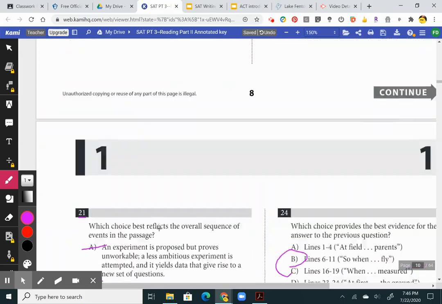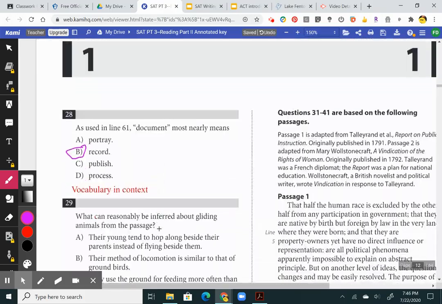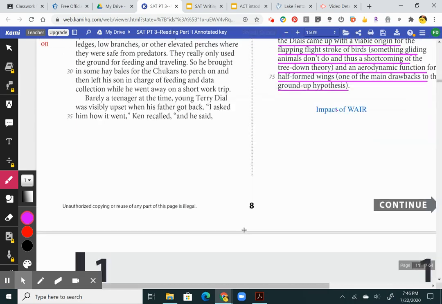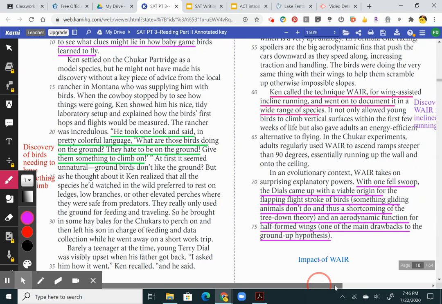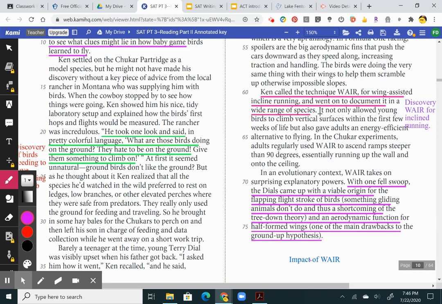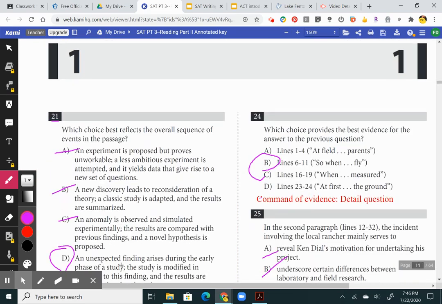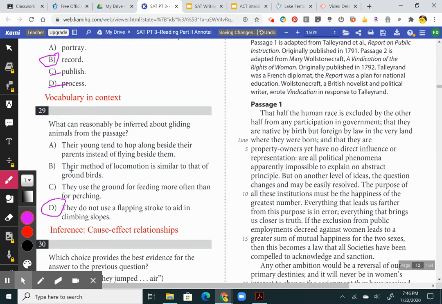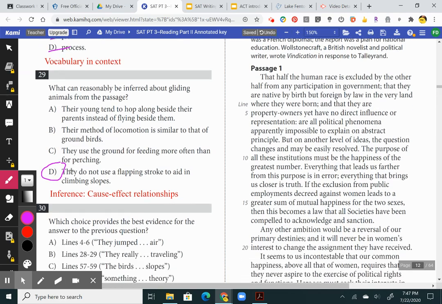Document most nearly means... In line 61, if we're using wing-assisted incline running, documented in a wide range of species. So we're seeing the term document here means: portray, no. Record, yes. Publish, it's not publishing yet. Process, no. So it's most likely record, based on the context of the passage.